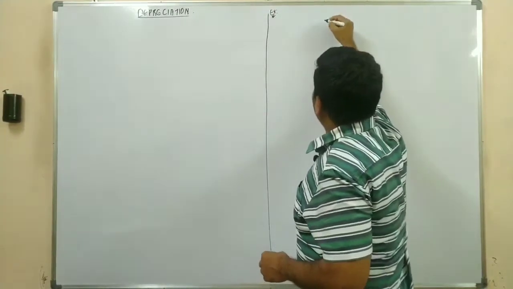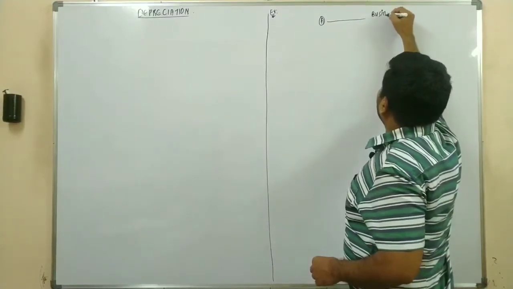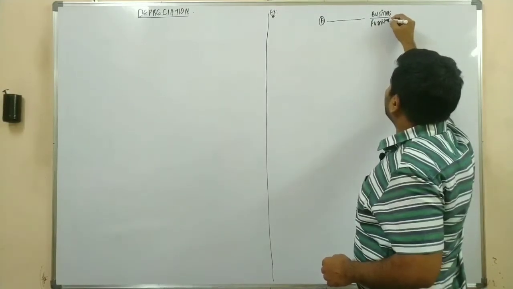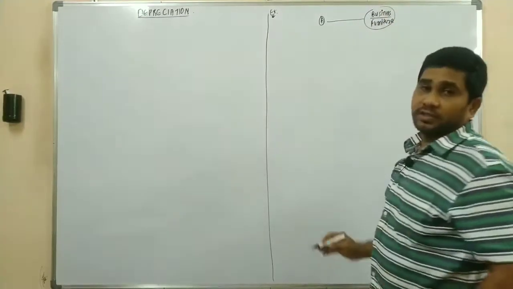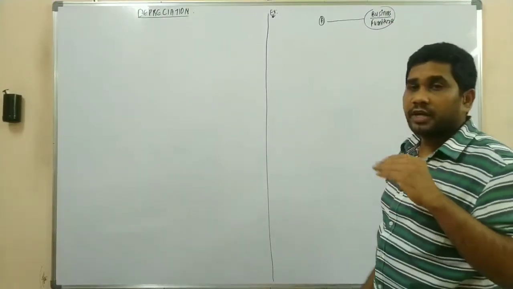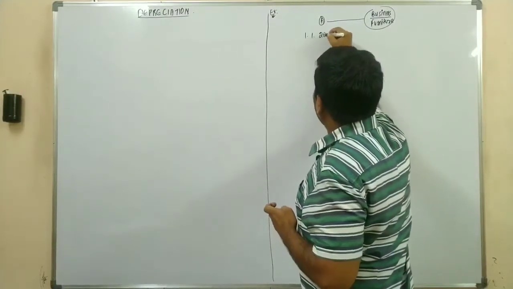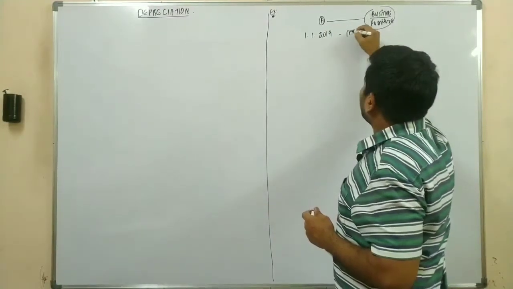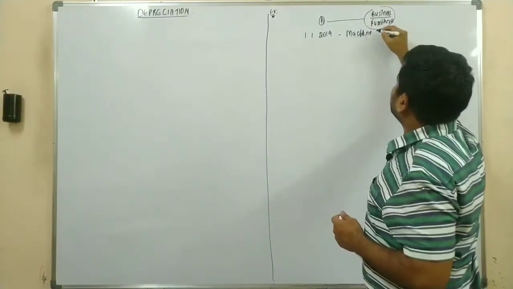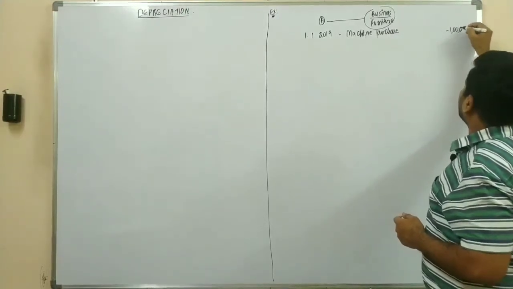Let's say we have Mr. A who started a business, which is a furniture business, where Mr. A would be purchasing the wood and converting that wood into furniture. So let's say on 1/1/2019, Mr. A purchased a machine for 1 lakh rupees.